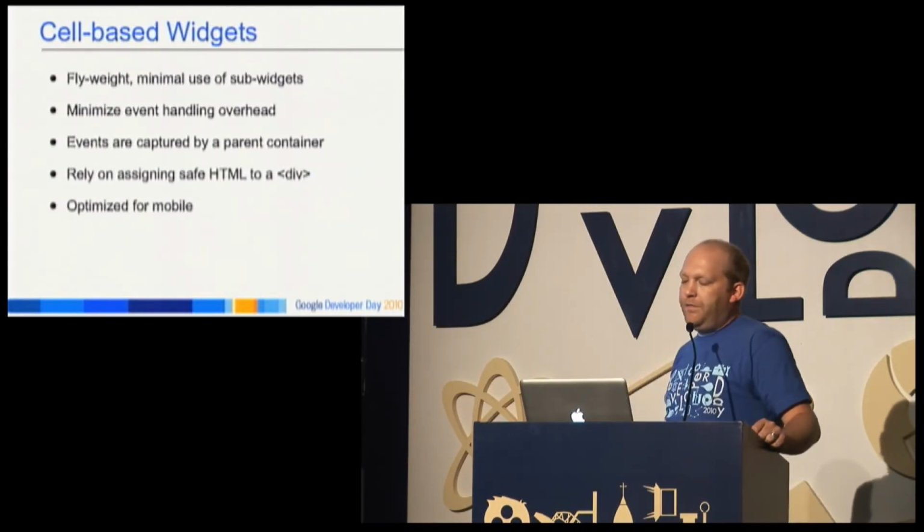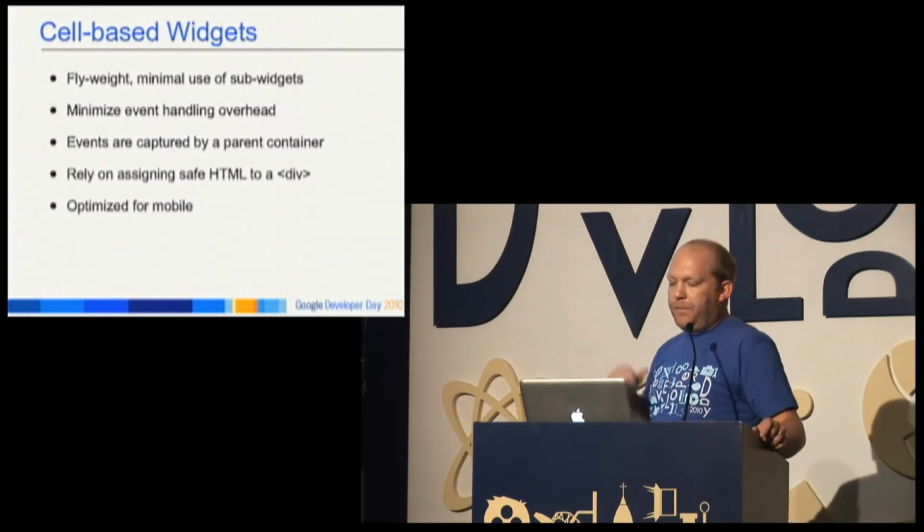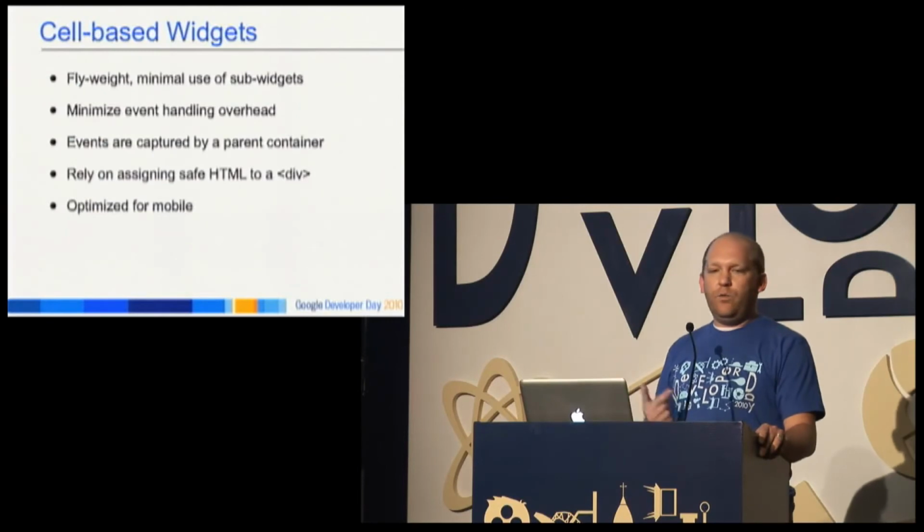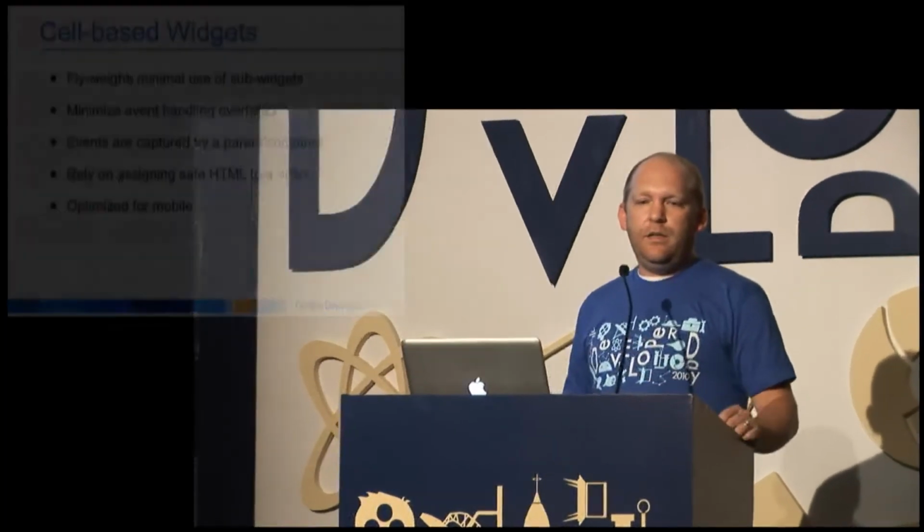So again, minimize event handling overhead, captured by the parent container, relying on safe HTML. That was another one too: given the fact that we're injecting HTML into these divs, it's got to be safe. So we've introduced a new component within GWT 2.1 that allows you to have safe HTML. If you don't know what that is, that's basically so that you can't inject JavaScript into your page. So we'll check it for you beforehand before you actually put it into your table. And just because of all this, because we've kept it lightweight, because we kept it hyper optimized for the desktop, we get optimization for the mobile right off the bat.